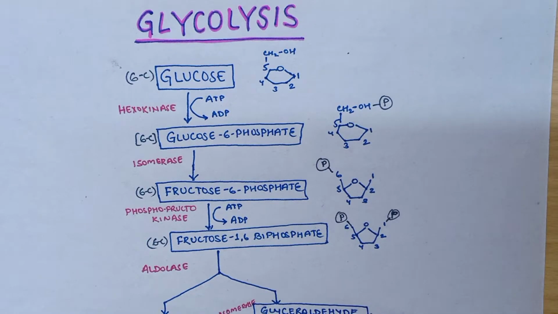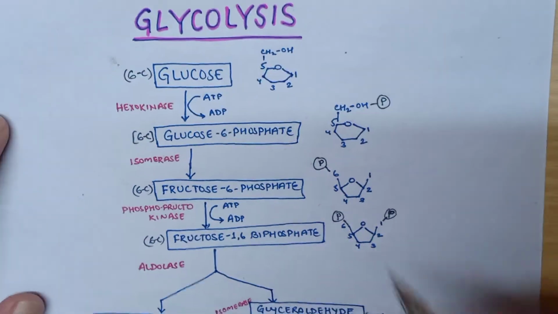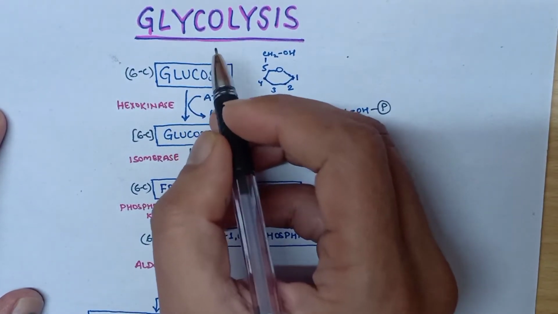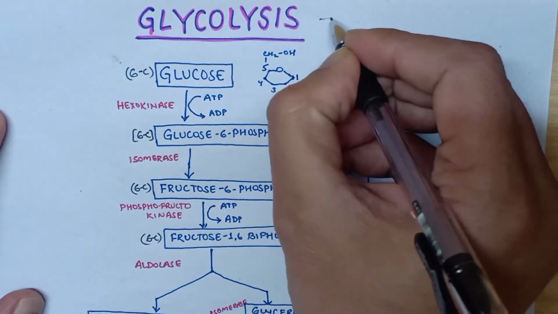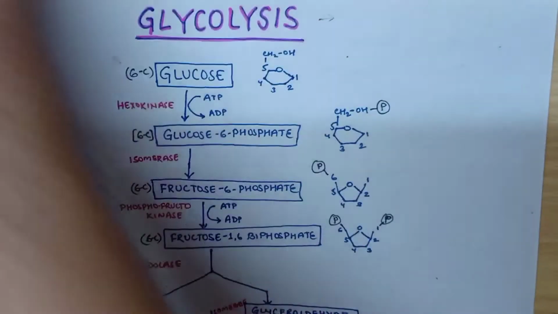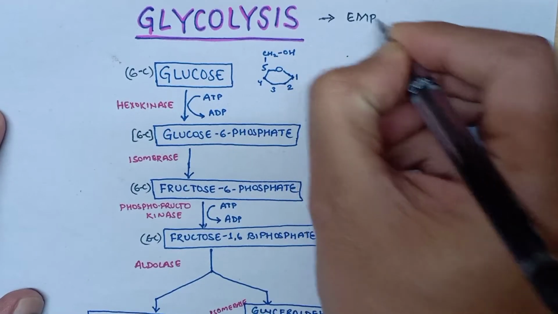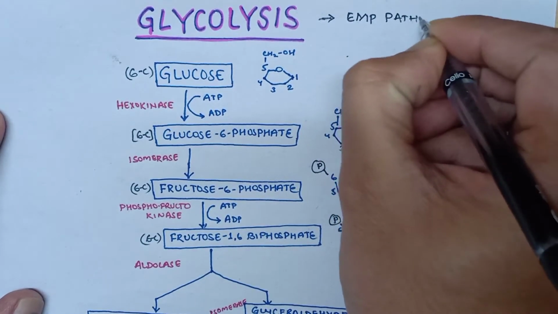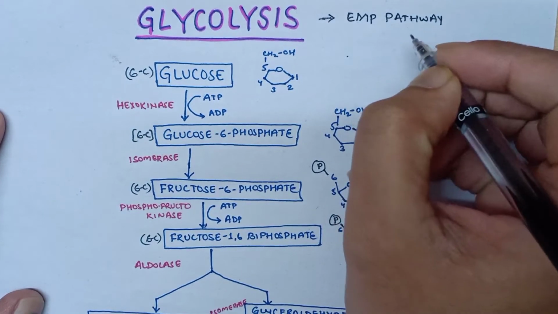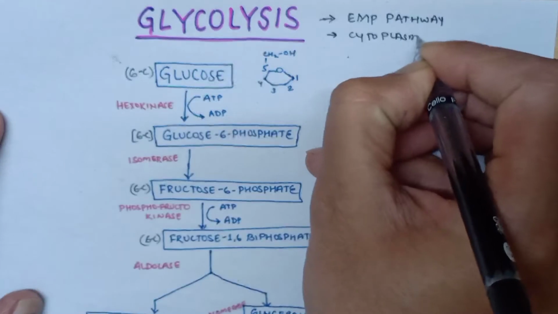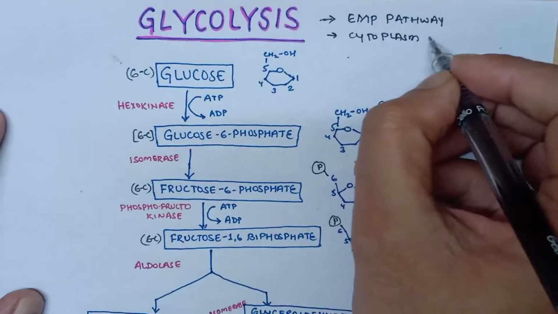Hello friends, today we will be talking about glycolysis. Glycolysis is also known as the EMP pathway, and it takes place in the cytoplasm of the cell.